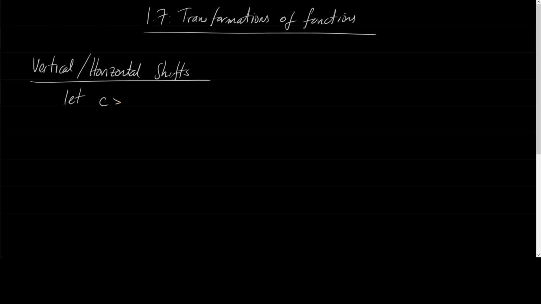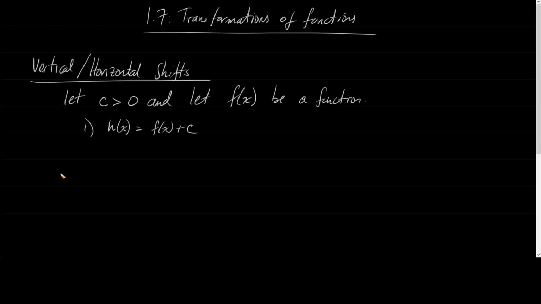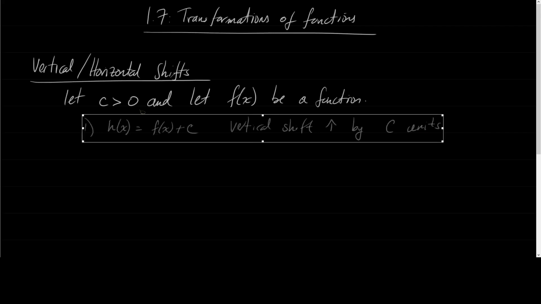But let's see. Let c be greater than 0, and let f of x be some function. Now, first, if h of x is equal to f of x plus c, then this is a vertical shift upwards by c units. So if we do a plus c on the outside, it's a vertical shift upwards.